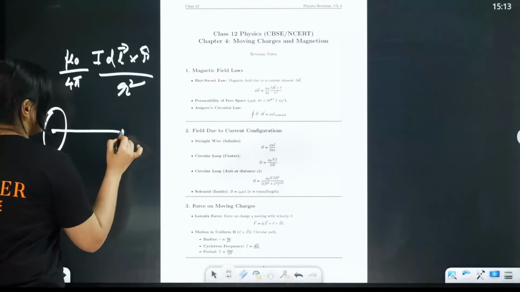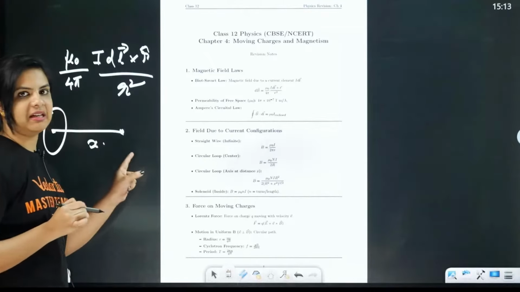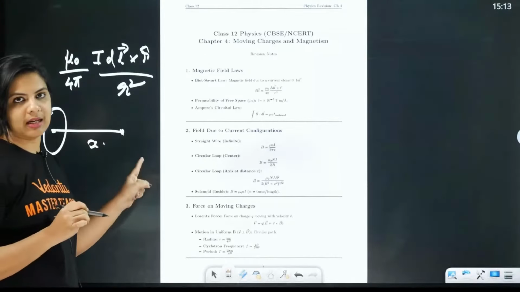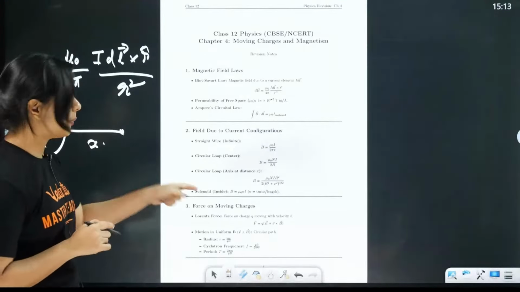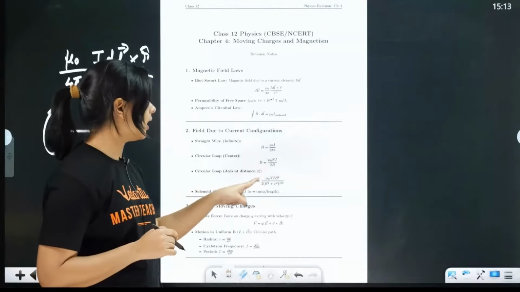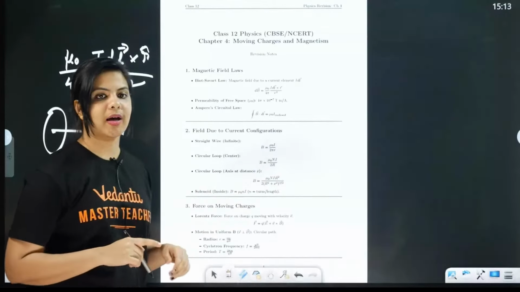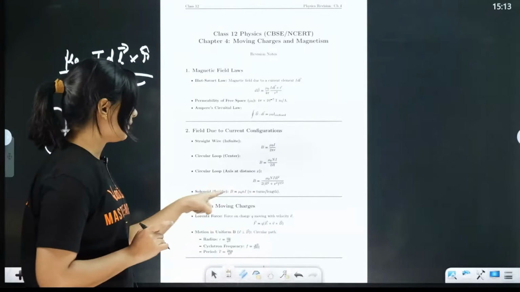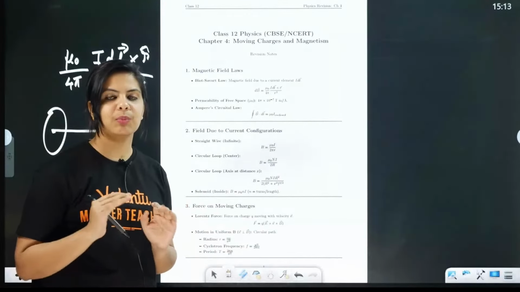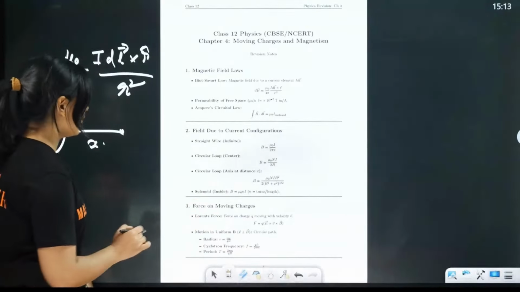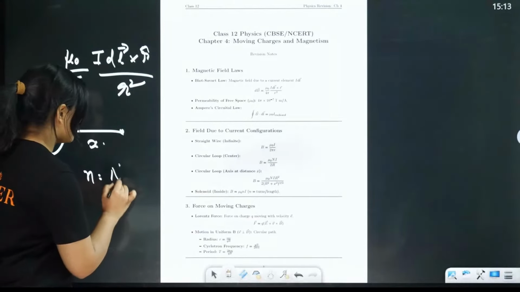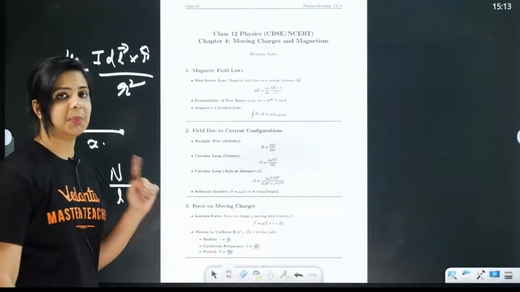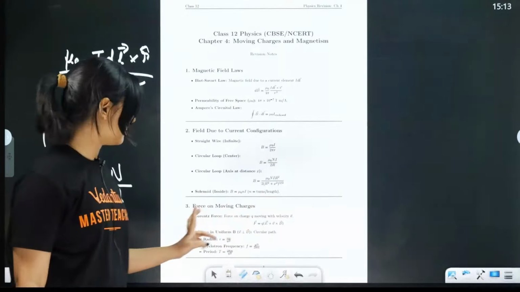Now we need to find the field at a point x from the center along the axis. The value is mu 0 n I r square divided by 2 into r square plus x square all raised to 3 by 2. So you should know that value as well. Now a solenoid is nothing but mu 0 n I, where n is the number of turns per unit length. Depending upon the question you can just substitute that as well.